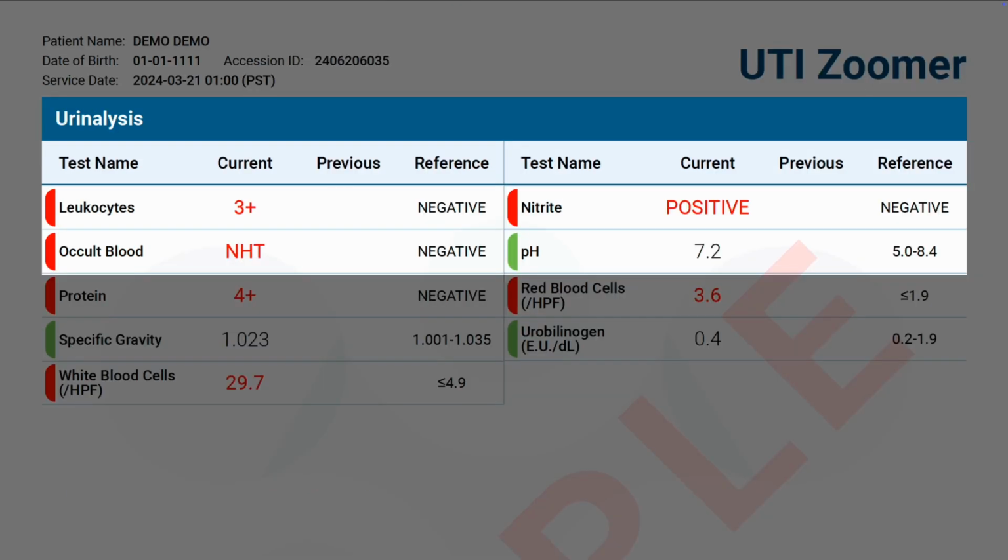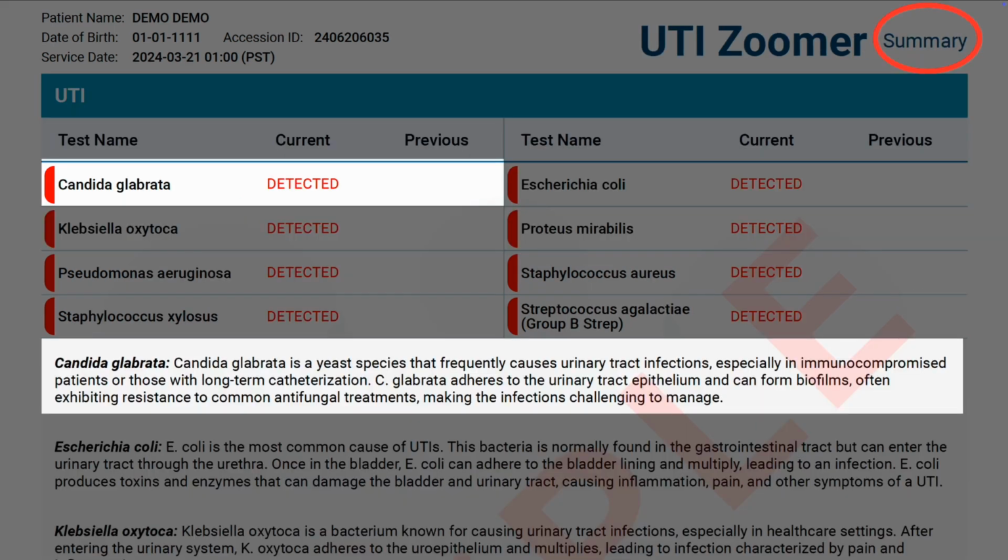Antibiotic resistance genes are marked in red if detected or in black if not detected. For urinalysis, the classification of green denotes a result that is within the normal reference range, and the classification of red denotes a result that is elevated with respect to the normal reference range. If you want to learn more about species that are outside of the reference range, you can scroll back to the summary and read the interpretive comment.